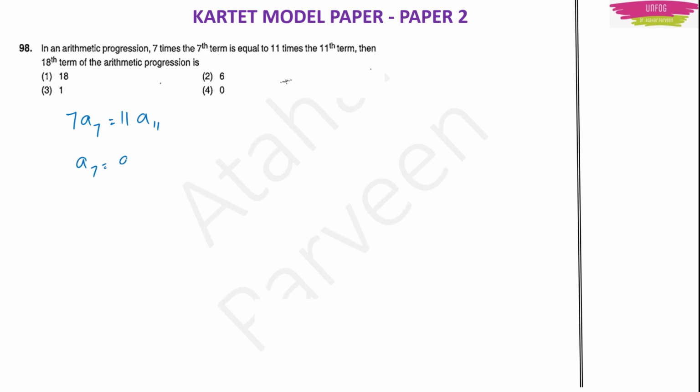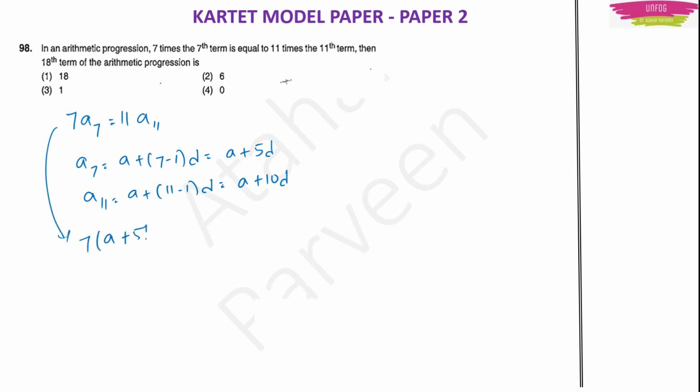What will be A7? It will be A plus N minus 1 into D. 7 minus 1 into D. It will be A plus 5D. What will be A11? It will be A plus 11 minus 1 into D. It will be A plus 10D. Correct? Now I can substitute it here, right? 7 into A plus 5D is equal to 11 into A plus 10D. So I will have 7A plus 7 5s are 35D equal to 11A plus 110D.